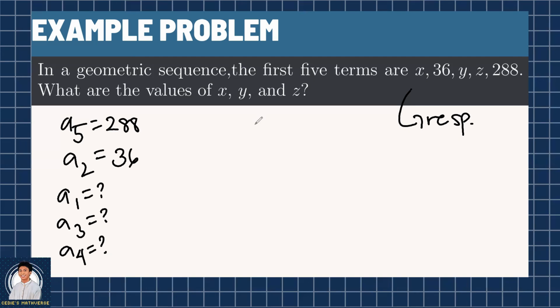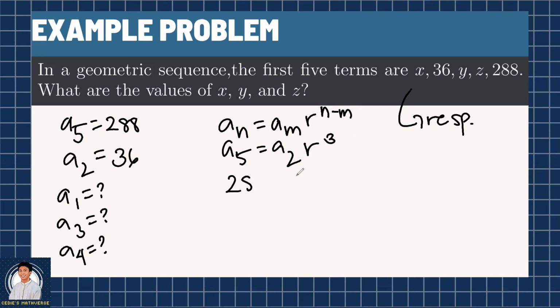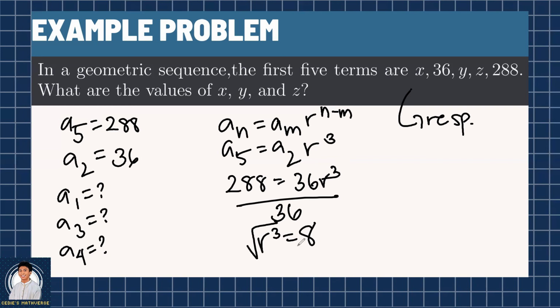First, we will find the common ratio. So we have a sub n equals a sub m multiplied by r raised to quantity n minus m. Then a sub 5 equals a sub 2 r raised to quantity 5 minus 2, which is 3. Then 288 equals 36 r cubed, and dividing both sides by 36 gives us r cubed equals 8. Getting the cube root of both sides gives us r equals 2, and here is your common ratio.